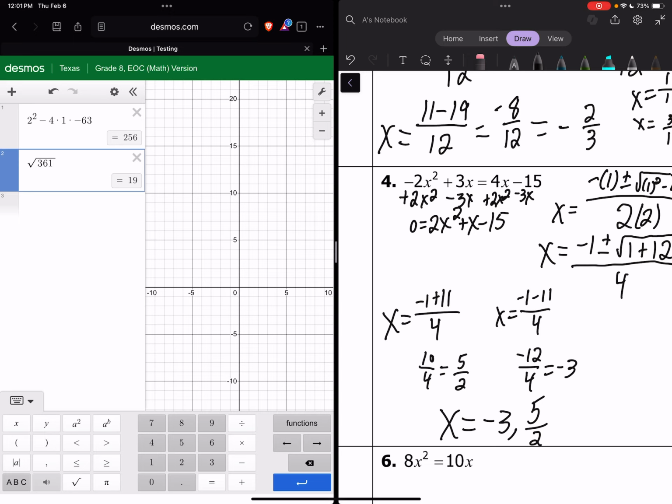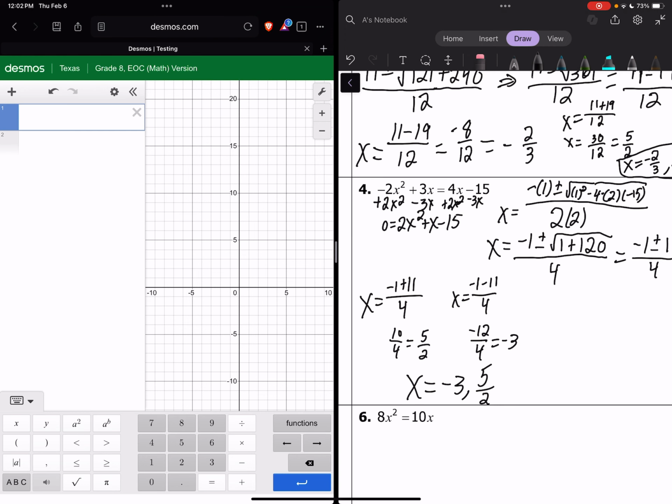If you wanted to type this into Desmos, you can type this one in all at once. I don't suppose it'd hurt anything to try to check it that way before you try to simplify, if you can't do it. But if you wanted to, I'm going to show you how. I'm going to type in my negative 1. For plus or minus, you're just choosing one of them to begin with. So I'm choosing the plus.